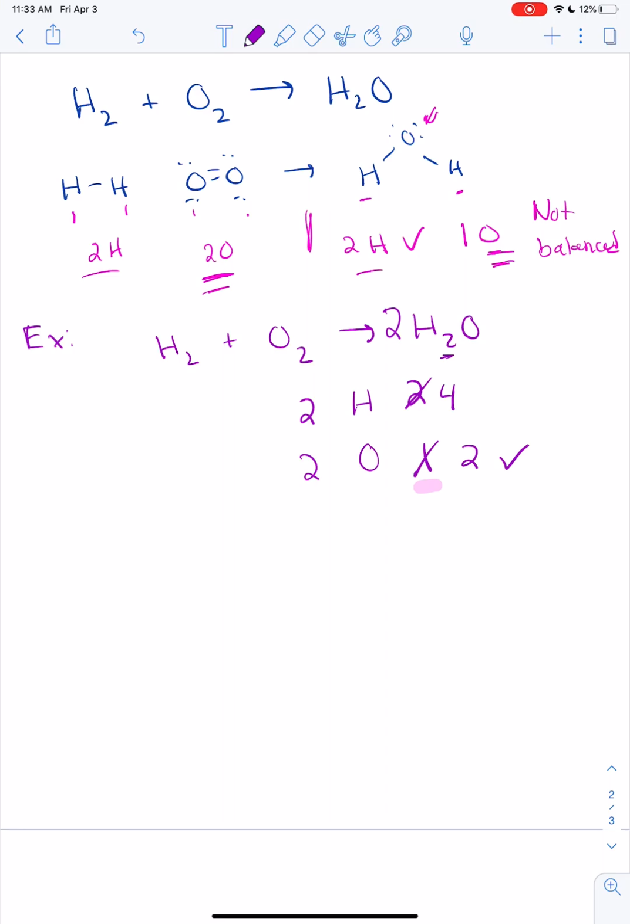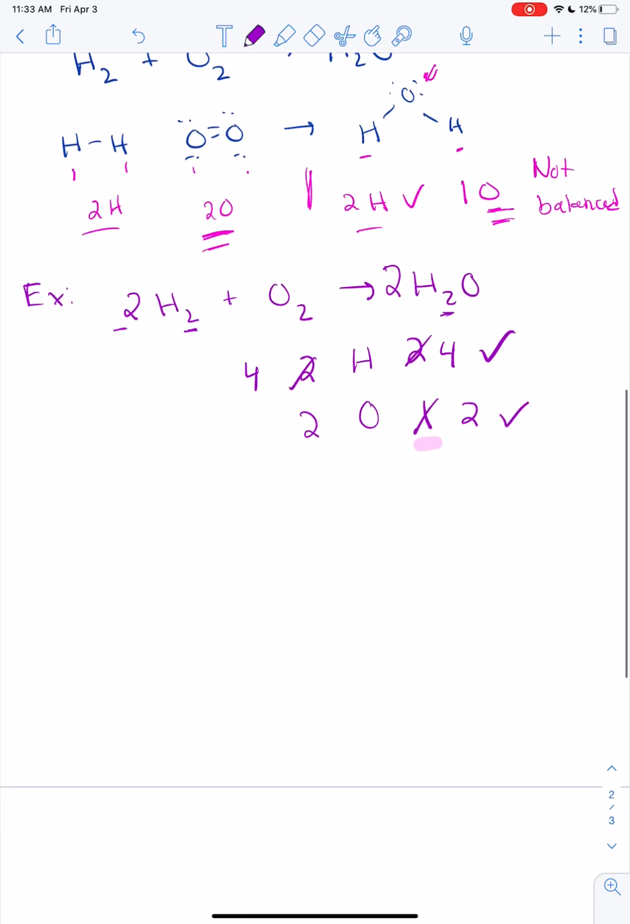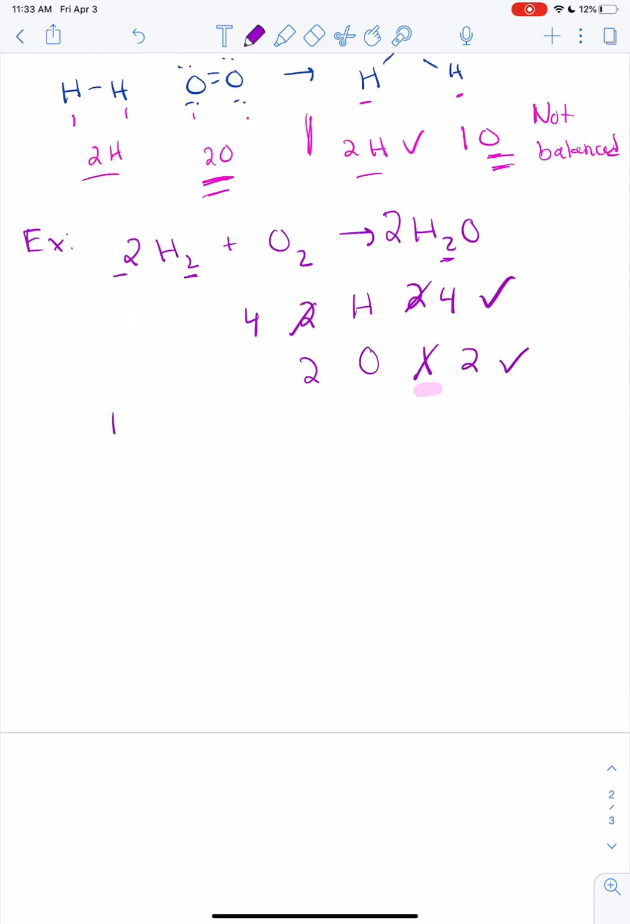So I have to think, what do I have to multiply 2 by to get to 4? I have to multiply it by 2. So I put a 2 in the front here, and then 2 times this 2 gives us 4, and this is balanced as well. Okay, so this would be my final answer. 2 hydrogen plus 1 oxygen gives you 2 water. And if we were to draw that out, we have 2 hydrogens and 1 oxygen gives us 2 waters.